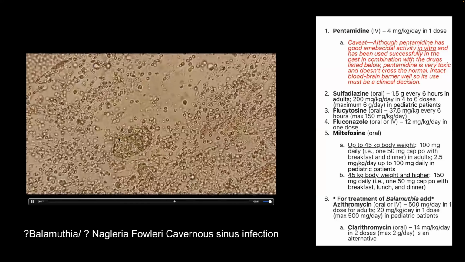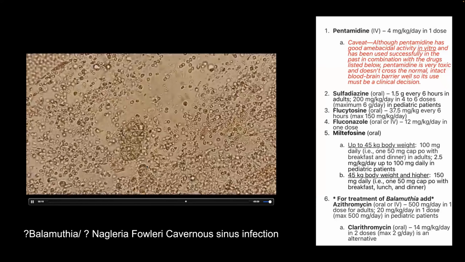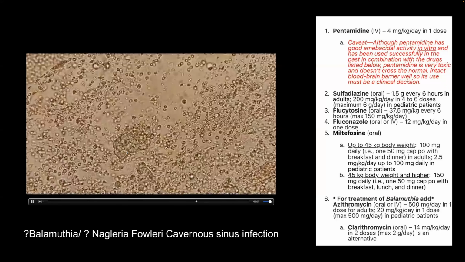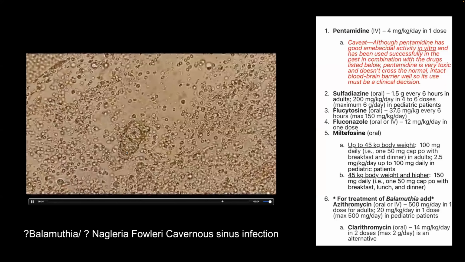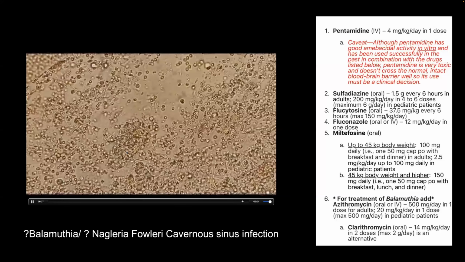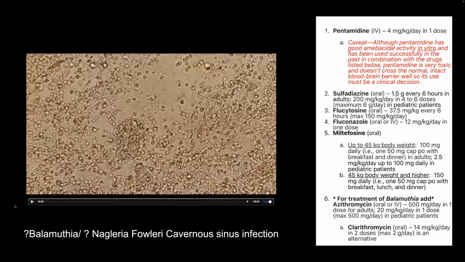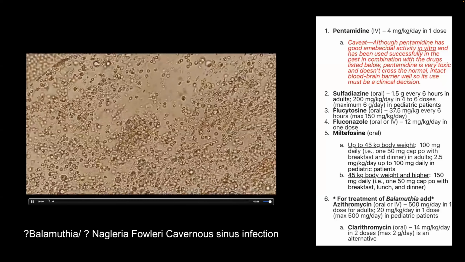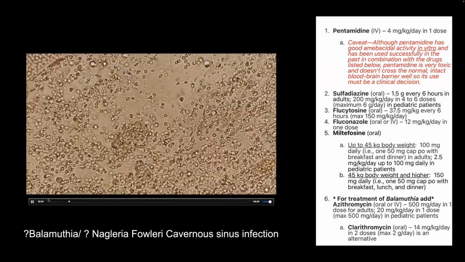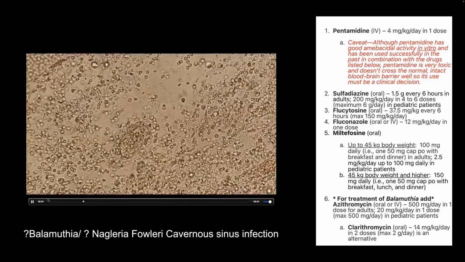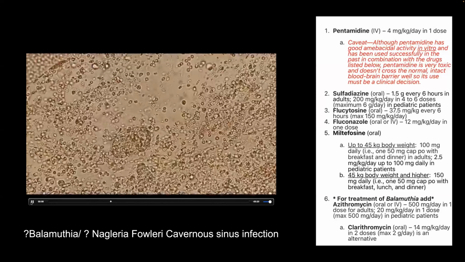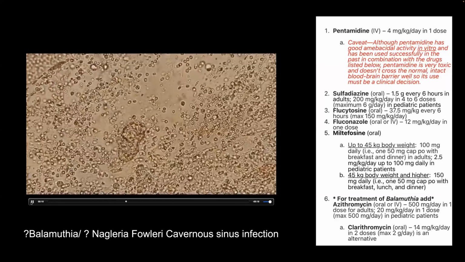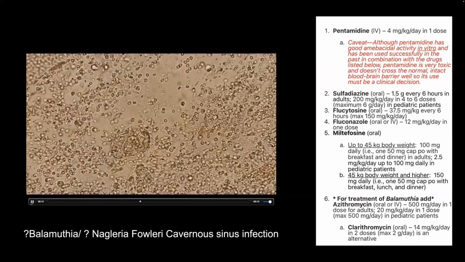So it could be a Balamuthia or a Naegleria fowleri cavernous sinus infection, with nothing to narrow it down between the two. We cannot differentiate on the wet mount preparation. For differentiation, we need to do a PCR or whole next generation sequencing, which is done outside India, but we could not find it in India. It is not done anywhere, sir.